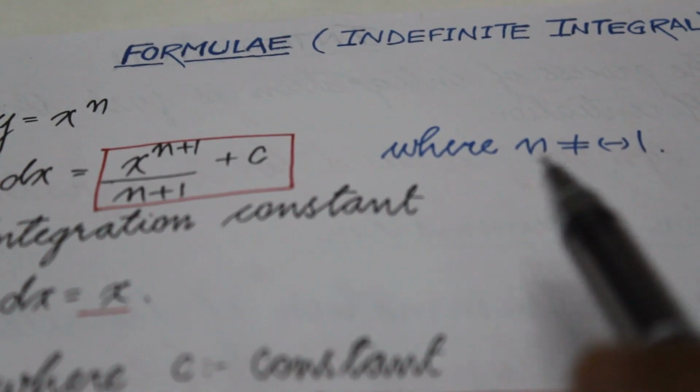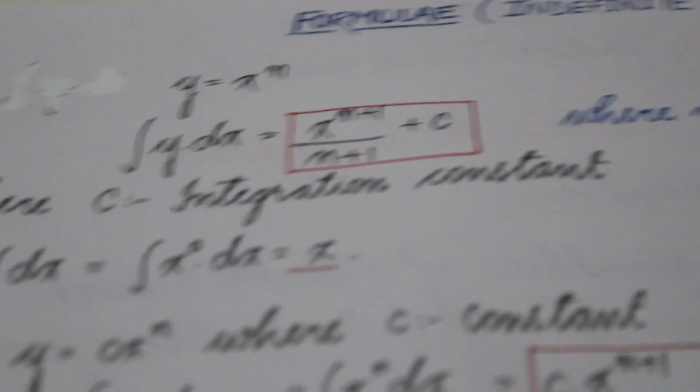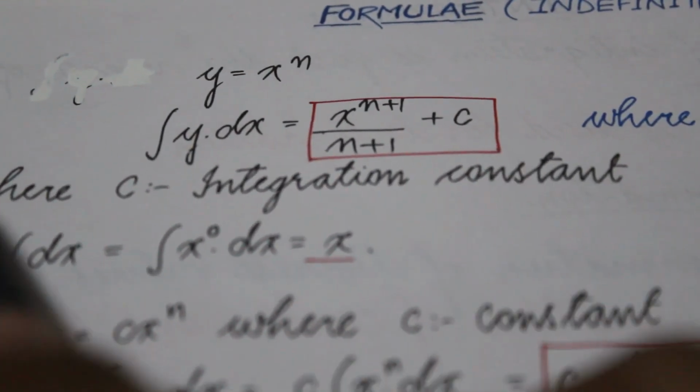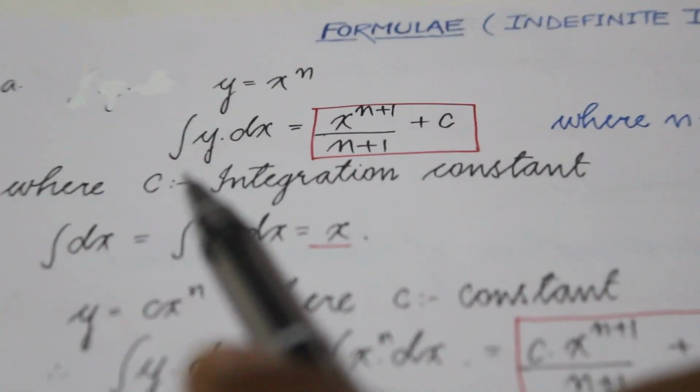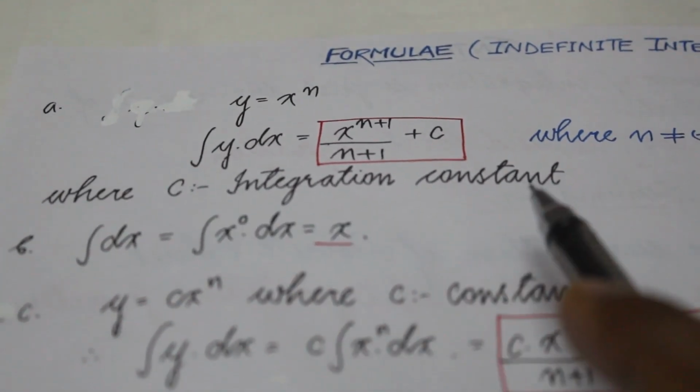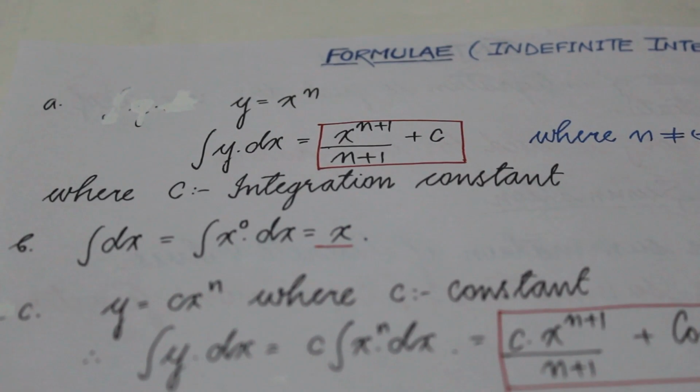You must remember that n should not be equal to minus 1. Now what is this c? Here c is the integration constant. Now what is the use of the integration constant?